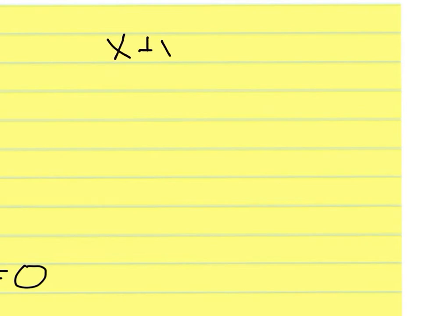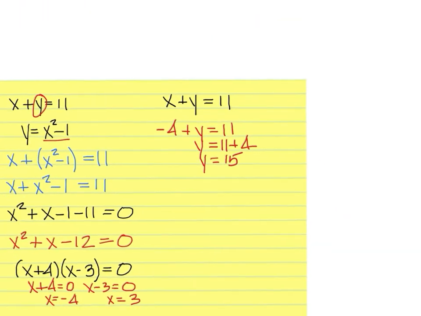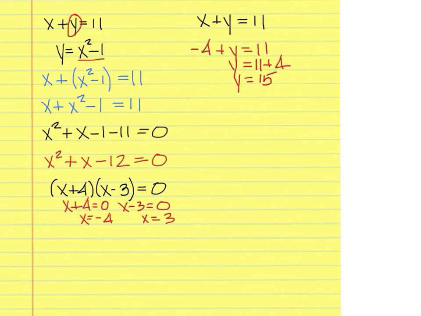So x plus y equals 11. We have a negative 4 and a 3 that we can plug in. If we put a negative 4 in for x, we're going to come back with 11 plus 4, and that would give us a 15. Just as a reminder, we had a negative 4 for x down here, and we just plugged it into this equation to find the value of y. And it comes back to be 15.